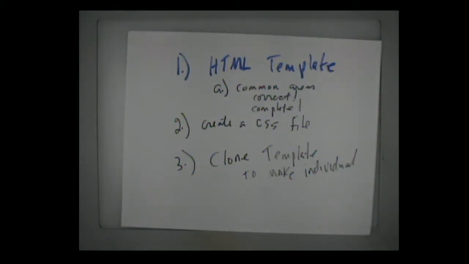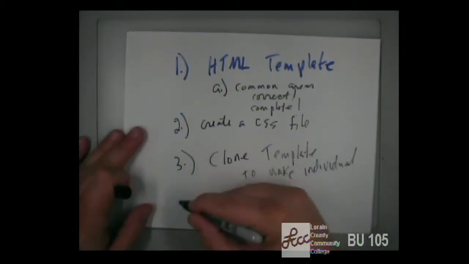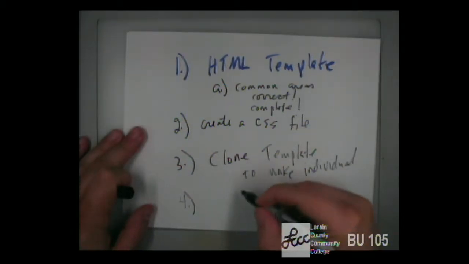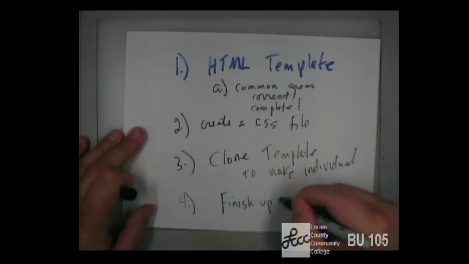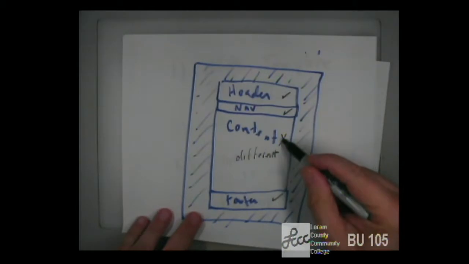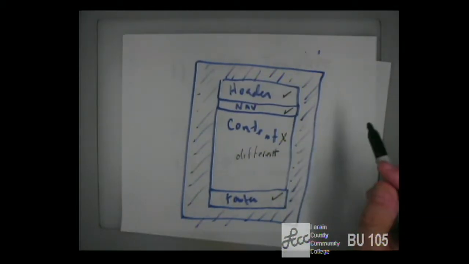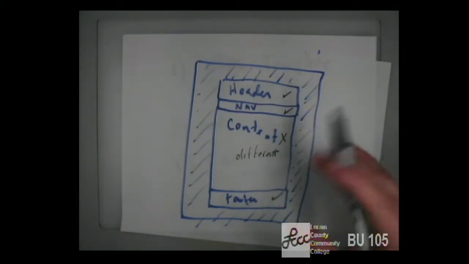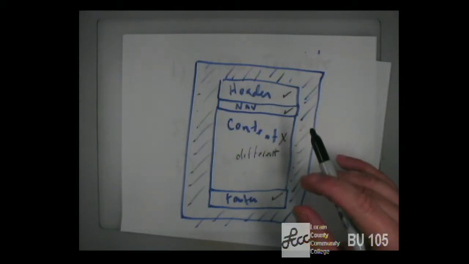And then finally, you finish up the clones. Remember, each of the clones has this content area that's going to be different. So you finish it up so that you make the home page look like the home page, you make the About Us page look like the About Us page, and so on. So that's how we're going to create the prototype.